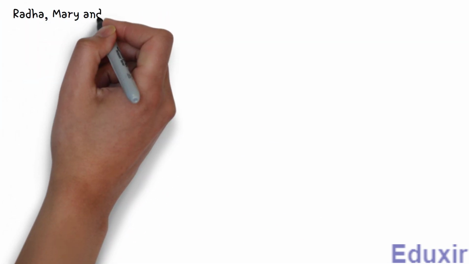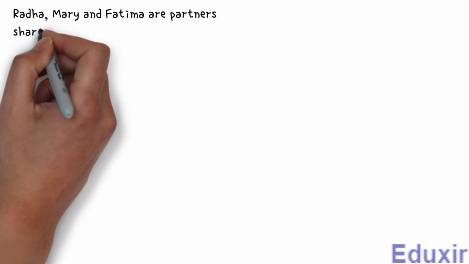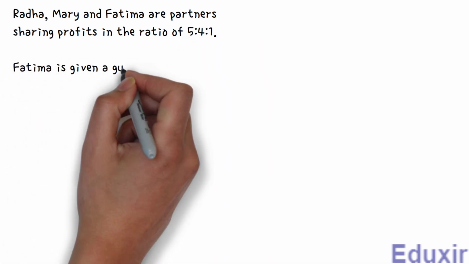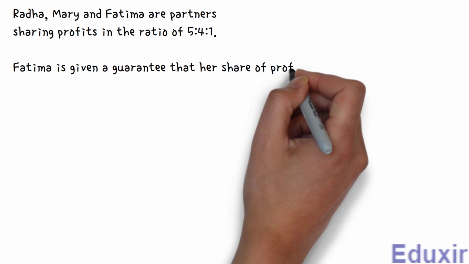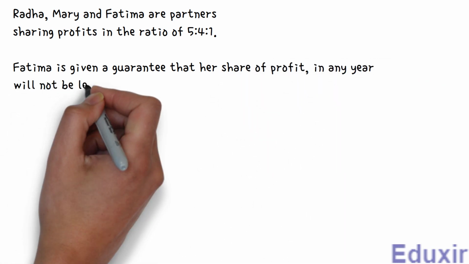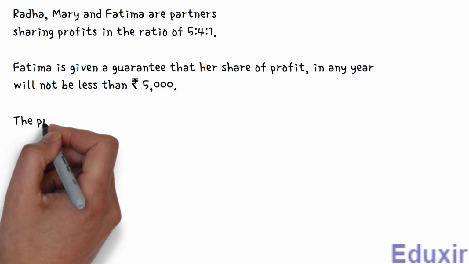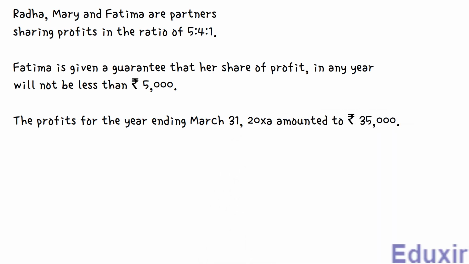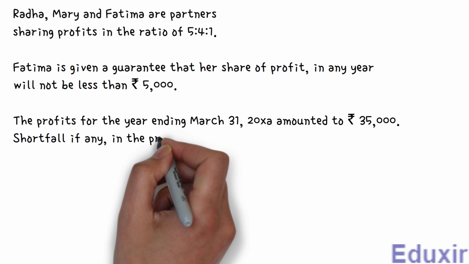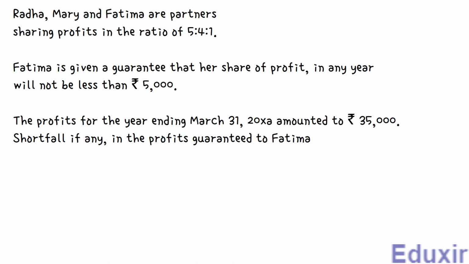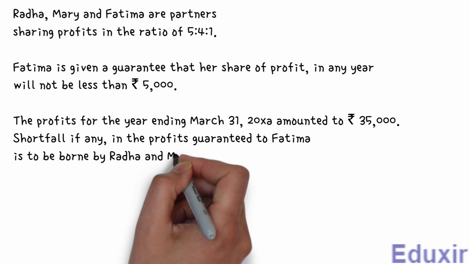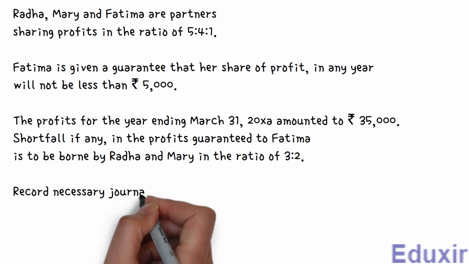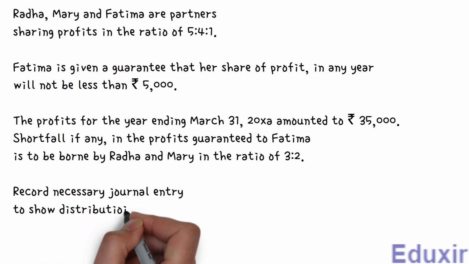Radha, Mary and Fatima are partners, sharing profits in the ratio of 5:4:1. Fatima is given a guarantee that her share of profit in any year will not be less than 5,000 rupees. The profits for the year ending March 31st, 2000 amounted to 35,000 rupees. Shortfall, if any, in the profits guaranteed to Fatima is to be borne by Radha and Mary in the ratio of 3:2. Record necessary journal entry to show distribution of profit among the partners.